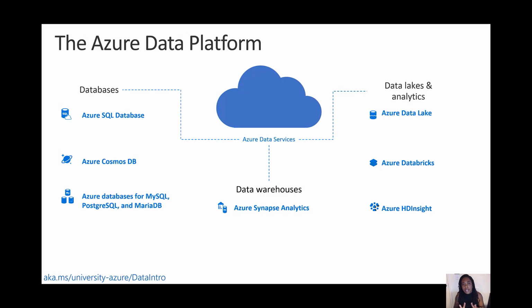So moving on to the Azure Data Platform, these are not all the data services within the Azure Data Platform, but these are the most popular and the ones that are really great for integrating with other services. So to the left is our databases. Like I mentioned, Azure SQL Database, Cosmos DB, MySQL, Postgres, and MariaDB. For warehousing, we have Azure Synapse Analytics in the middle there, and then to the right, for any data lakes or analytics, we have Azure Data Lake, Databricks, and HD Insight.